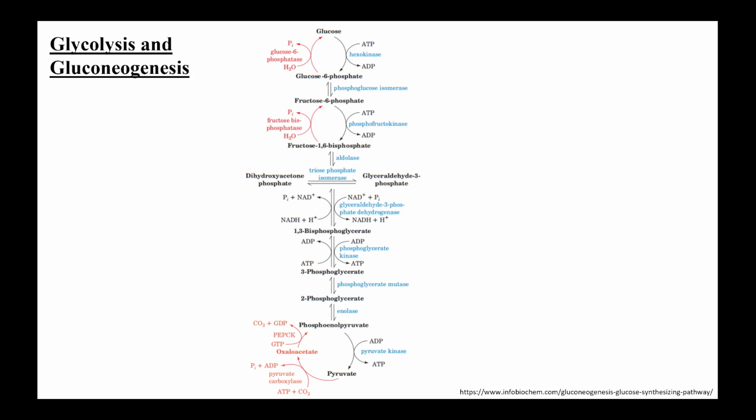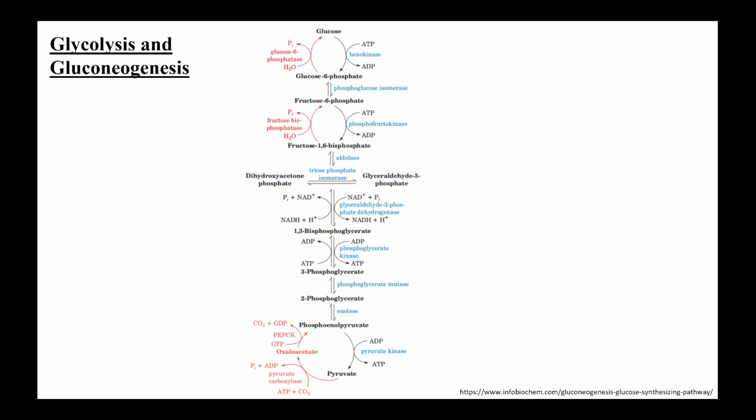Similarly, from fructose 1,6-bisphosphate, we want to make fructose 6-phosphate. That means we want to remove one phosphate, so the enzyme that will be required is fructose bisphosphatase. For addition of phosphate, or for transfer of a phosphate group from one molecule to another, we use the enzyme kinase. For removal of phosphate, we use the enzyme phosphatase. Phosphatase generally releases an inorganic phosphate from the substrate molecule.